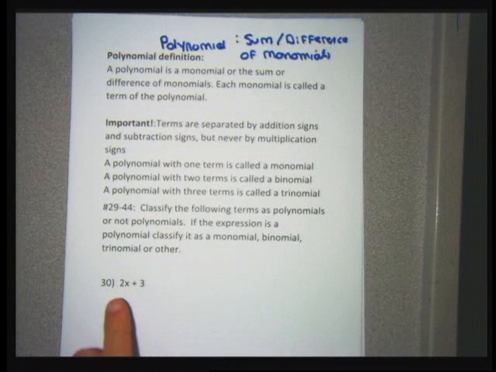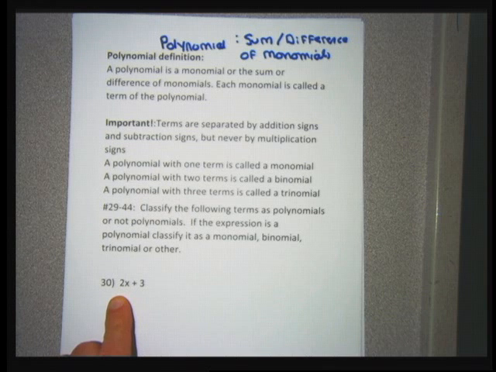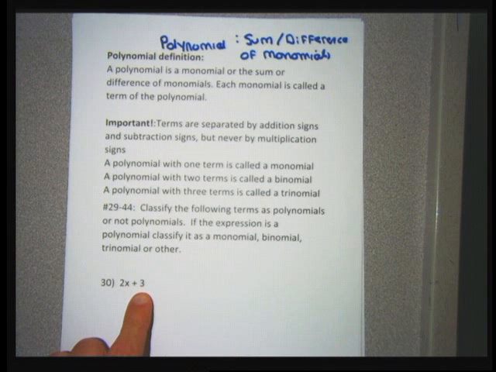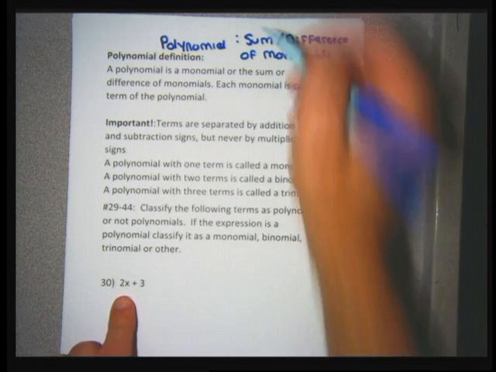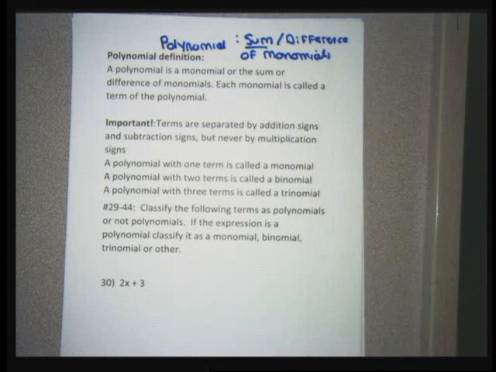So if you look at problem 30, this is a polynomial because the first term is a monomial. 2x is considered a monomial because it fits the rule. The 2 is a nice number. The x has an exponent of 1. And the 3, we call it a constant monomial. So this would be a polynomial because it's a sum of monomials.